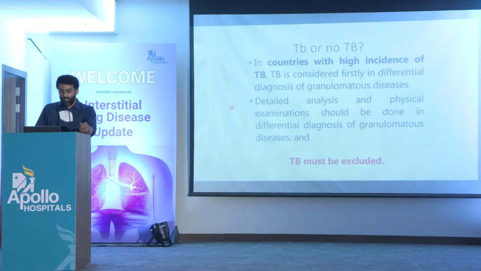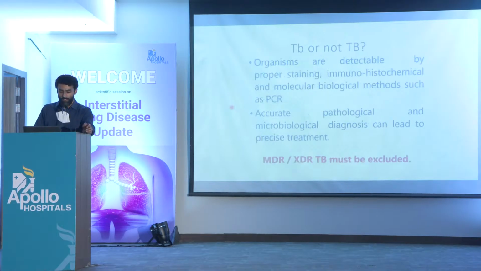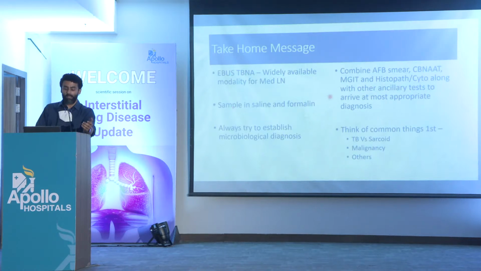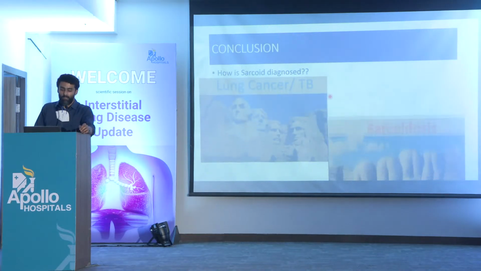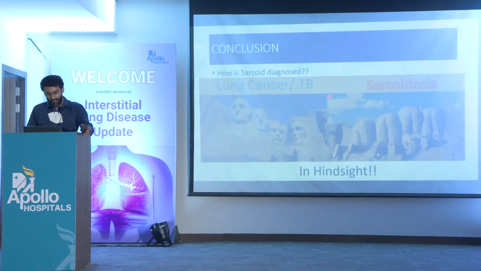In countries with high incidence of TB, TB should be considered as the first diagnosis of granulomatous disease. Detailed analysis and physical examination should be done to rule out other causes. MDR and XDR TB should be excluded, so that is the importance of going in for molecular-based tests. So finally, the take-home message is that EBUS TBNA and modalities are widely available now for lymph node sampling. Always divide the sample into two, send it for both histopathology and microbiological analysis. We should always think of common things first, that is TB versus sarcoid, followed by malignancy and others. So to conclude, how is sarcoid diagnosed? Sarcoid is always diagnosed in hindsight. Thank you.